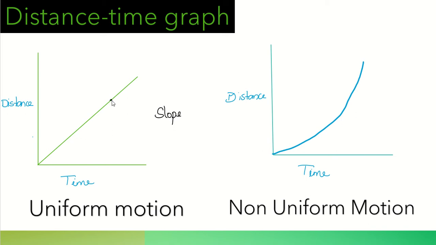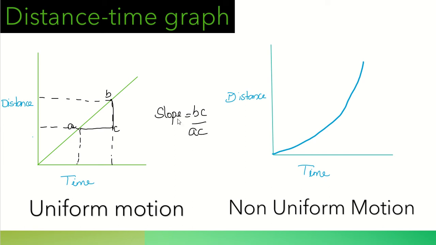We take two points on the graph, let me name them A and B. Corresponding to A and B, let's see the reading on the y-axis, and at the same time on the x-axis. On the x-axis we have time and on the y-axis we have distance. So we are going to take the slope of this graph. Let me name this point C. So slope is equal to BC divided by AC.